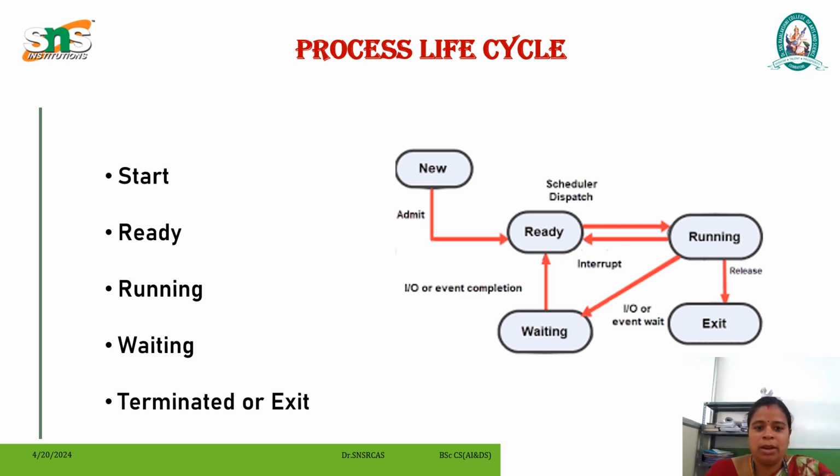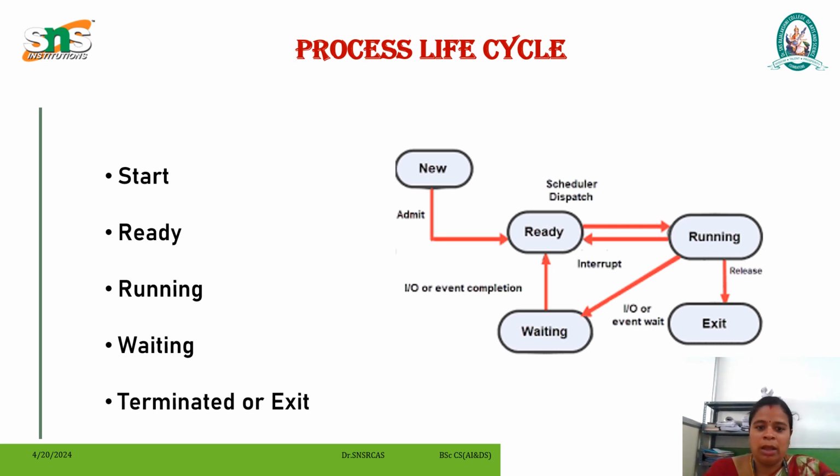Next one, ready state. The process is waiting to be assigned to a processor. Ready processes are waiting to have the processor allocated to them by the operating system so that they can run. A process may come into this state after the start state, or while running, when it is interrupted by the scheduler to assign the CPU to some other process.